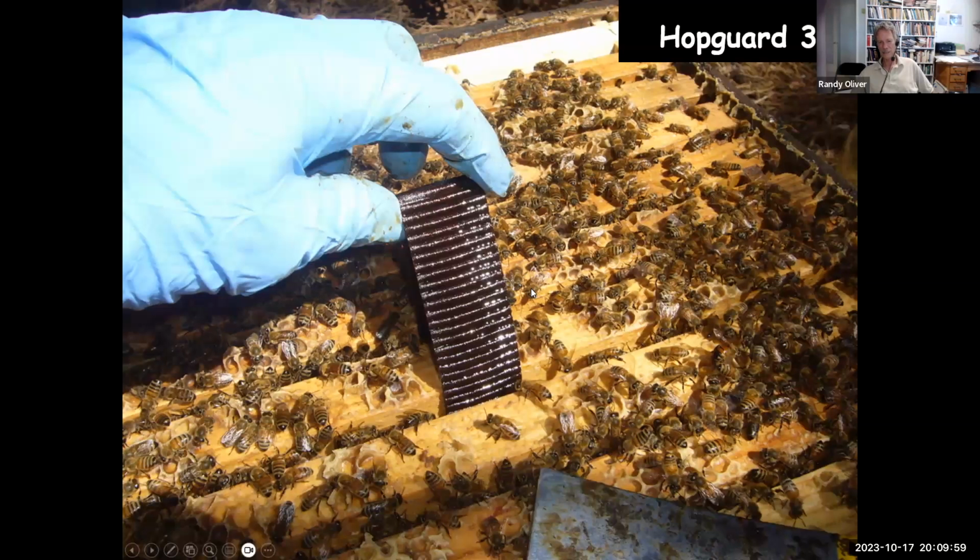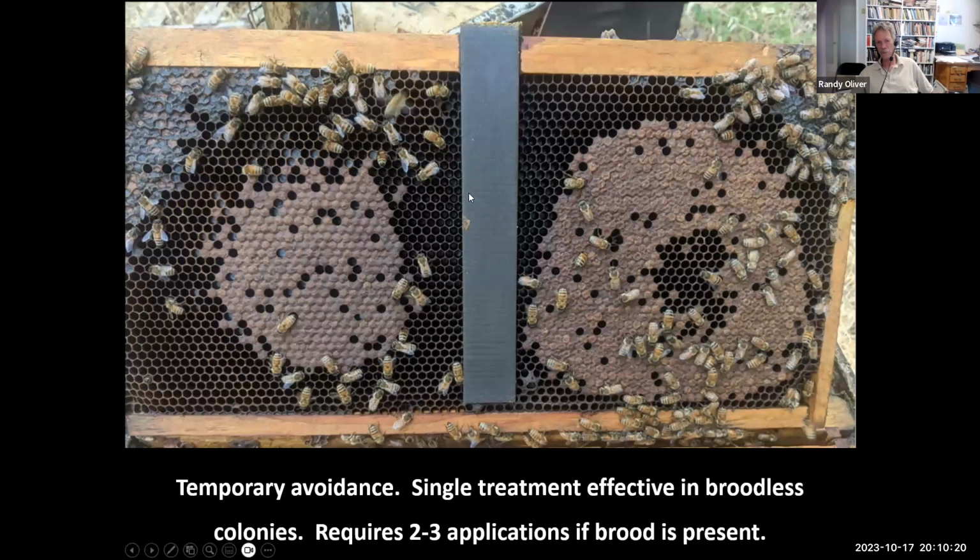HopGuard 3 works very well when there's no brood in the colony. It will work during the summer, but it takes 2 to 3 treatments to get the mites down. One of the things I like about this is that it does not suppress brood rearing as Thymol or Formic might. So you can use this when the honey supers are on without suppressing brood rearing to any extent. They may move the brood to the side of the strip temporarily, but they will keep rearing brood. And it does take 2 to 3 applications if they're rearing brood.